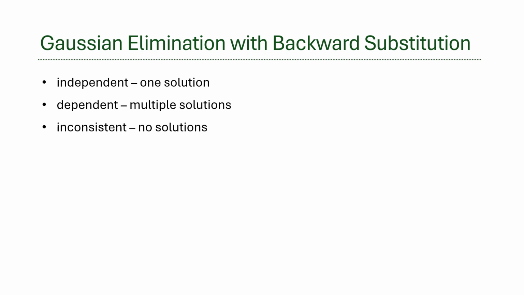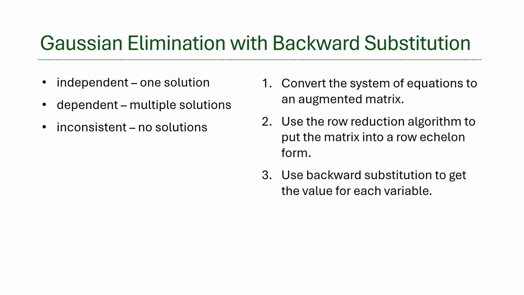Now the basic algorithm has three parts. First, convert the system of equations to an augmented matrix. Then use the row reduction algorithm to put the matrix into a row echelon form. This step is also often referred to as Gaussian elimination. Finally, we'll use what's called backward substitution to get the final results from that echelon matrix.